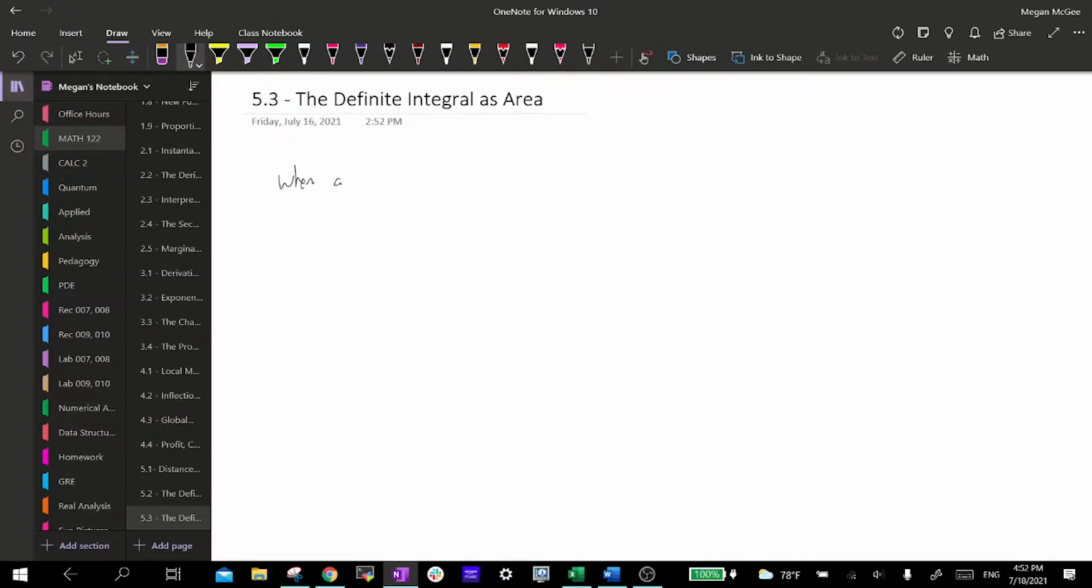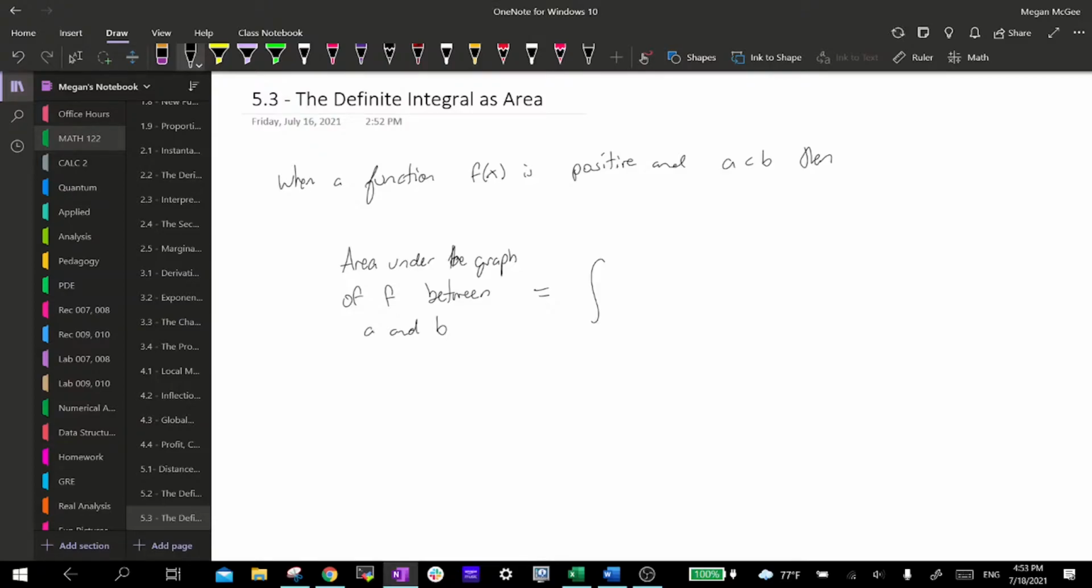So when a function f of x is positive, and we have 2 points a less than b, then the area under the graph of the function f between the 2 points a and b, well, that's given by the integral from a to b of the function f of x.